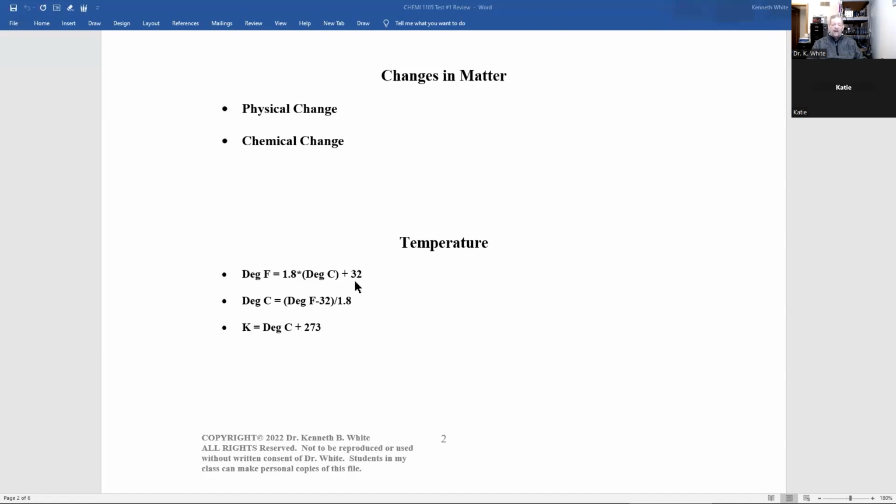1.8 and 32 are exact numbers and do not play a role in significant figures of the answer. The reading, degrees C, how many significant figures that is, will tell you how many significant figures degrees F is. In the second formula, 32 and 1.8 are still exact numbers. Therefore, you should get the same number of significant figures in your answer, degrees C, as what was degrees F.